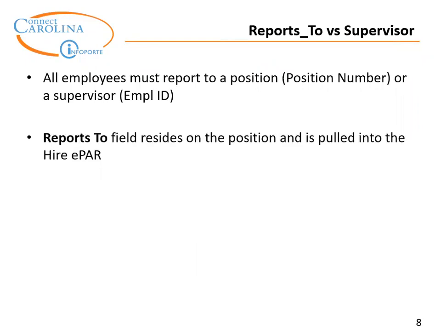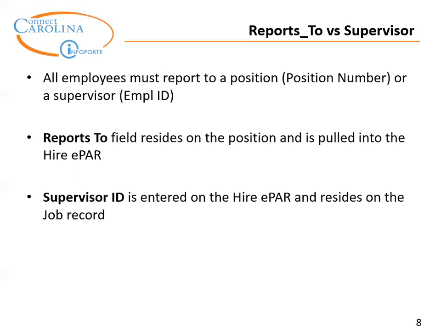Well, I'll talk a little bit about that on this slide: the difference between reports to and supervisor. Normally in true position management, everyone has a position. The employee would have a position, the supervisor would have a position, and so a person would report to that position. That's the reports to number, which is the position of the supervisor, and that would be on the position form.